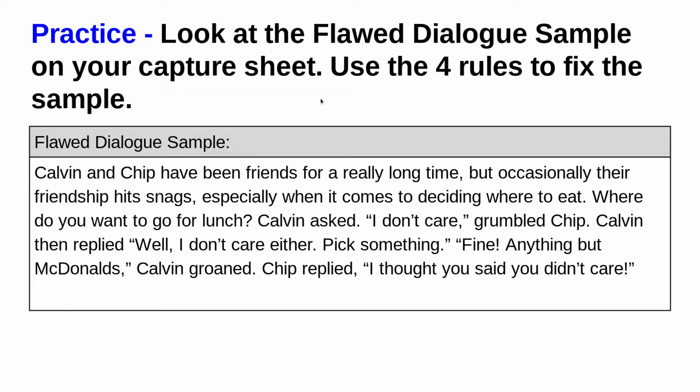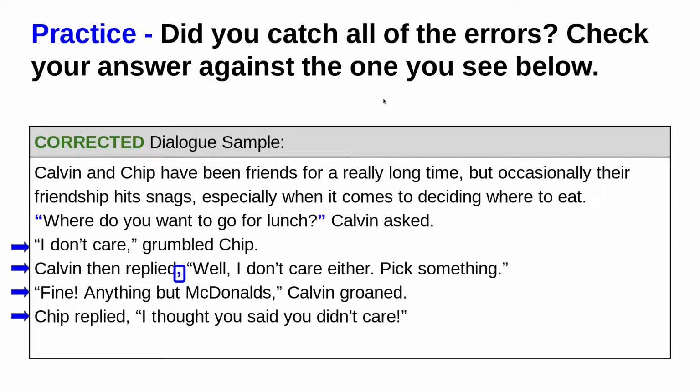Okay, so now that you've done that, if you take a look at it, yours should look like mine. Calvin and Chip have been friends for a really long time, but occasionally their friendship hits snags, especially when it comes to deciding where to eat. A brand new line where somebody is talking. Quotation marks. Where do you want to go for lunch? Quotation mark after the question mark.